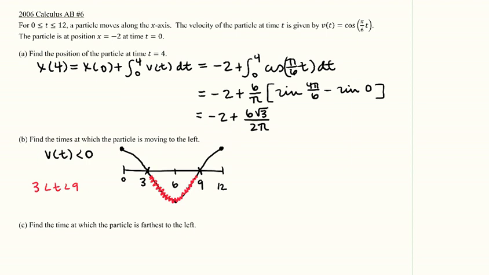And then finding the time at which the particle is farthest to the left, we would need to find the absolute minimum. Now, I believe that's going to be 9, right? Because I see that here we're moving to the right, moving to the right, and then we're doing a lot of moving to the left, and then we turn around and start moving to the right. So I would think t equals 9. But I would recommend using the closed interval test for that. In the interest of time, we could just move on.